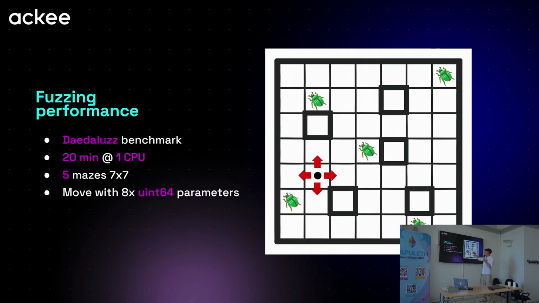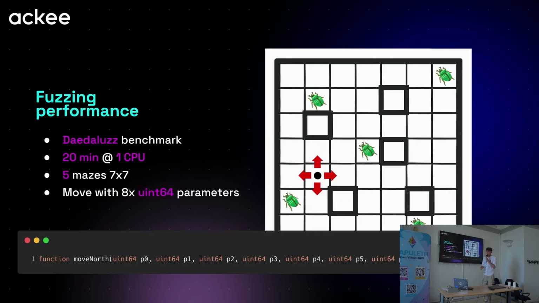It can move left, right, top, bottom, and it also has some stop spaces that it can treat like banned spaces. Okay, and this is how the function move north, for example, looks. Here are 8 parameters that the fuzzer needs to choose and needs to fuzz with random data to find this bug.